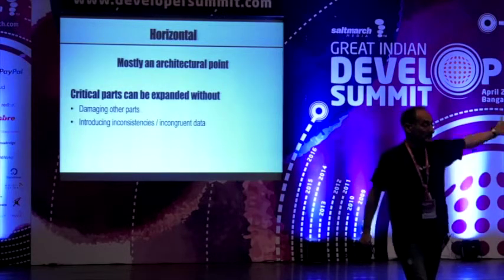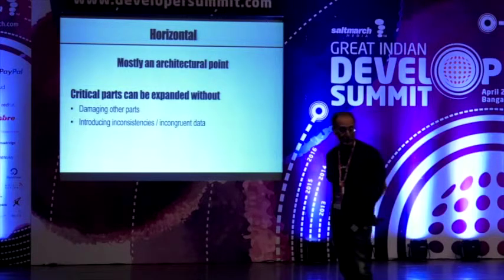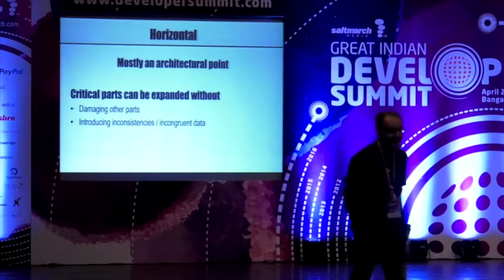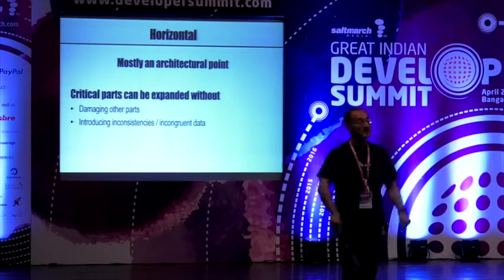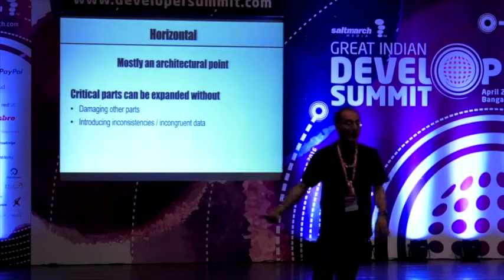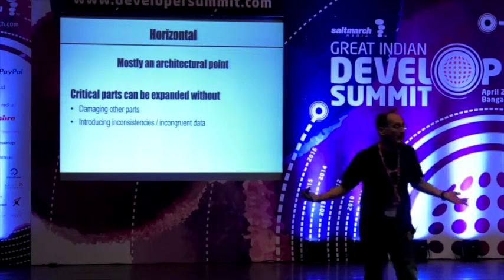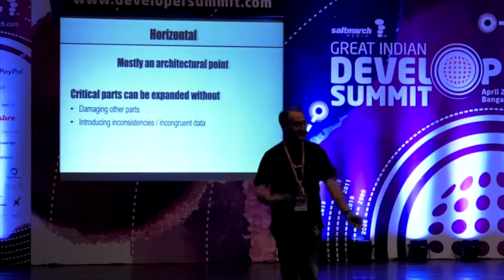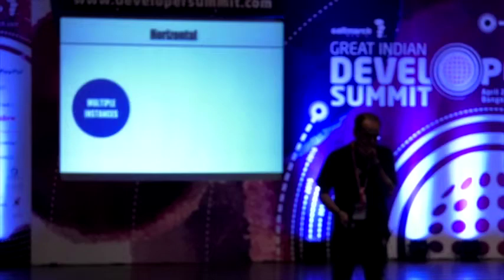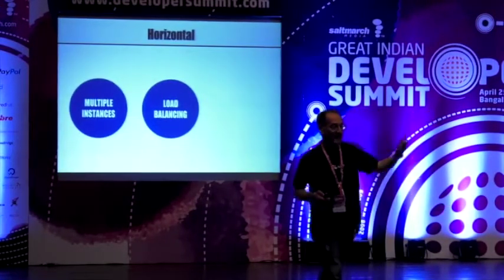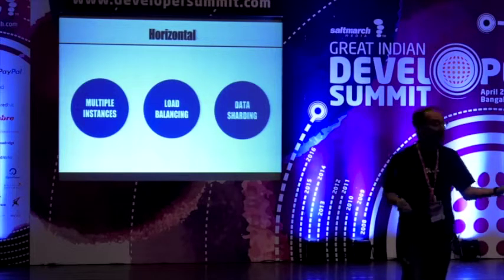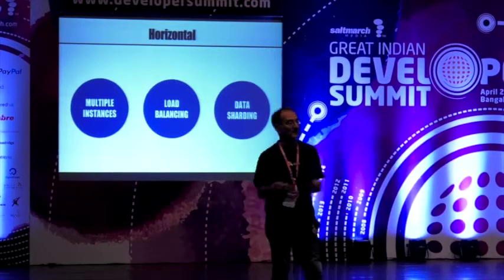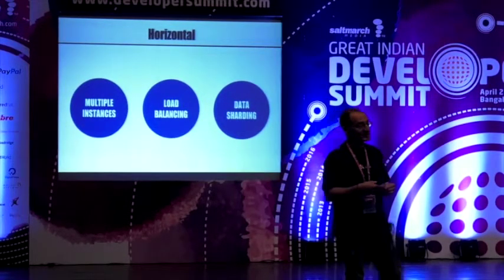Horizontal scalability is another kind of animal. It's mostly architectural. It's how you can expand your application, especially the most critical parts of it, without damaging other parts, without introducing data inconsistency and without violating business constraints. So it's about multiple instances of the same application, web-wise. It's about load balancing access to them, and it's about, why not, data sharding, how you split your data between the multiple instances.